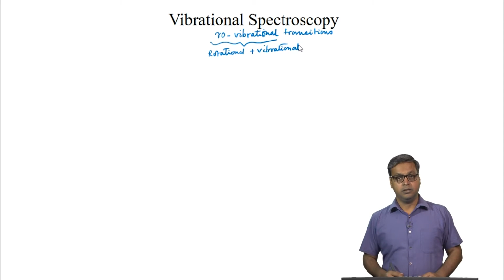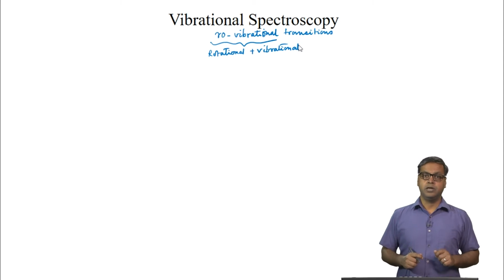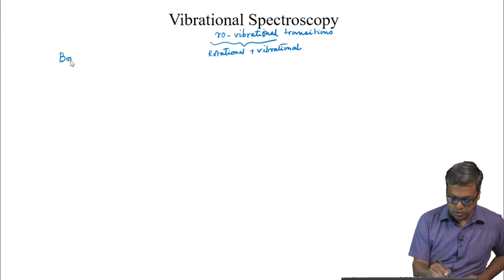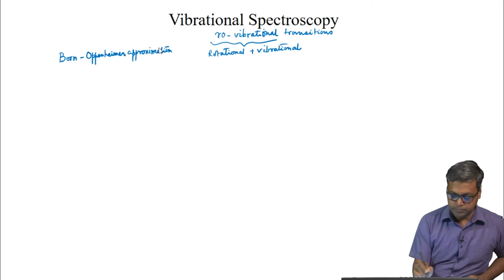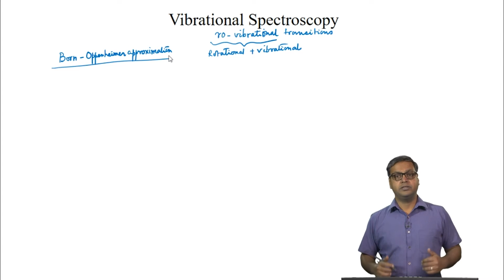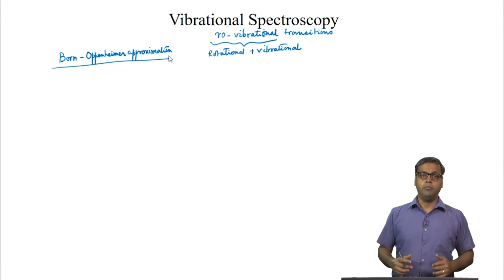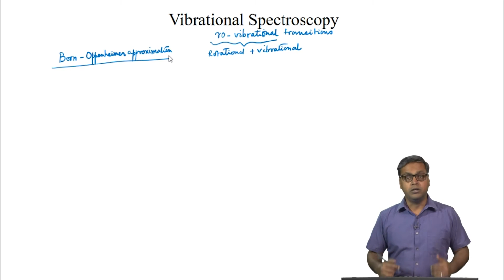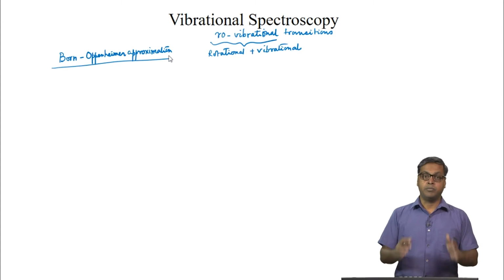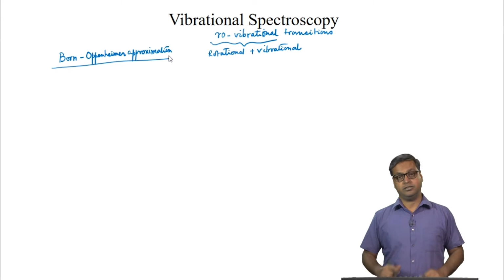In today's lecture, first we will revisit the Born-Oppenheimer approximation. This approximation separates electronic motions from nuclear motions, or in other words, this is a way of separating electronic energy from the rotational and the vibrational energies.